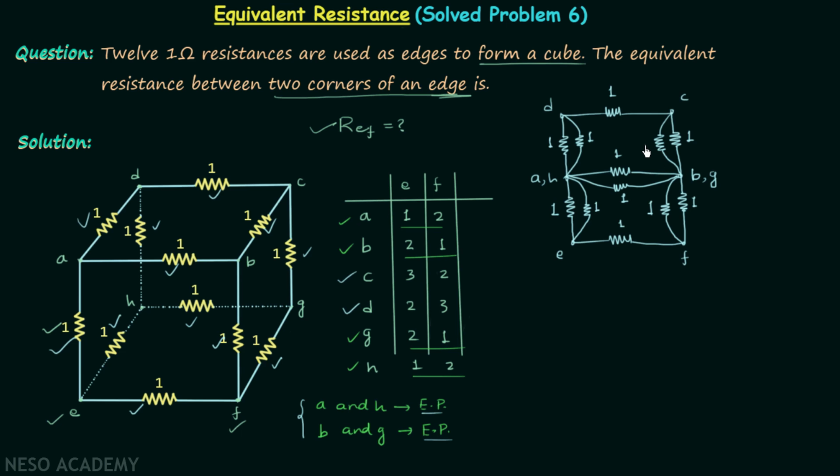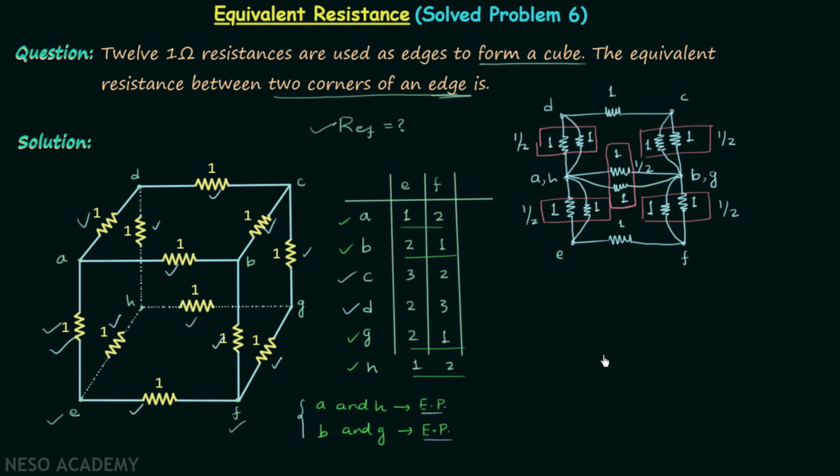And now we have simple series and parallel combinations. You can see that these two resistors are in parallel, these two are in parallel, these two are in parallel, these two are in parallel, and these two are also in parallel. 1 ohm parallel with 1 ohm is equal to 1 by 2. So we have a half ohm resistor in place of all the resistors which are in parallel.